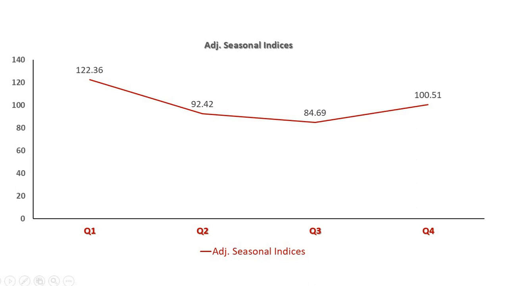So we have seen computation of adjusted seasonal indices using the ratio to moving average method, calculated manually, for 2 particular data sets, once when the data is available on a monthly basis, and once again when the data is available on a quarterly basis.